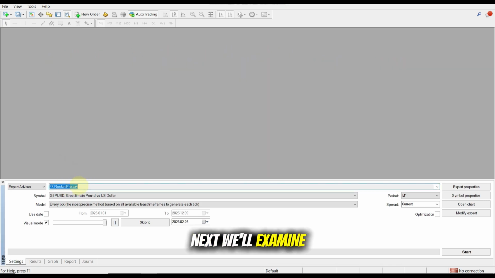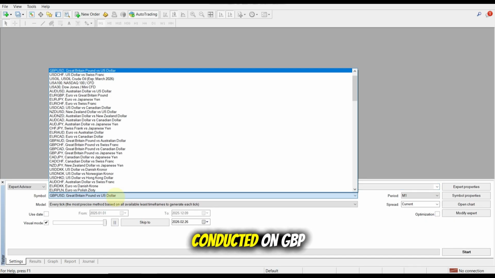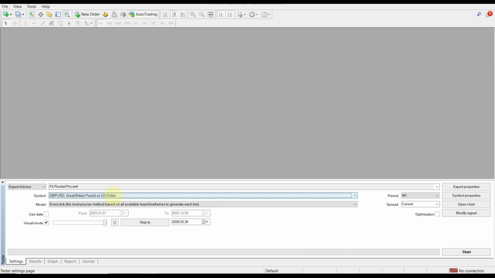Next, we'll examine how the EA performed in past market conditions through backtesting. This backtest is conducted on GBPUSD using the M1 timeframe.